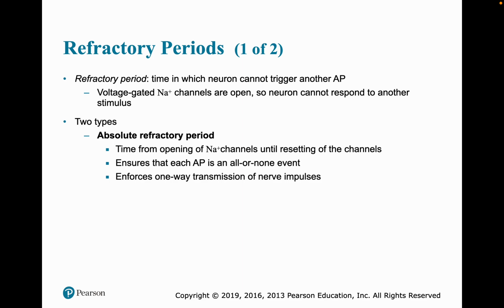That refractory period, again, is important. That's when the neuron can't trigger another action potential because voltage-gated sodium channels are open, so the neuron can't respond to another stimulus. There are two kinds of this refractory period. First is the absolute refractory period, in which the time from opening the sodium channels until we reset the channels ensures that an action potential is an all or nothing event, and it also enforces the one-way transmission.